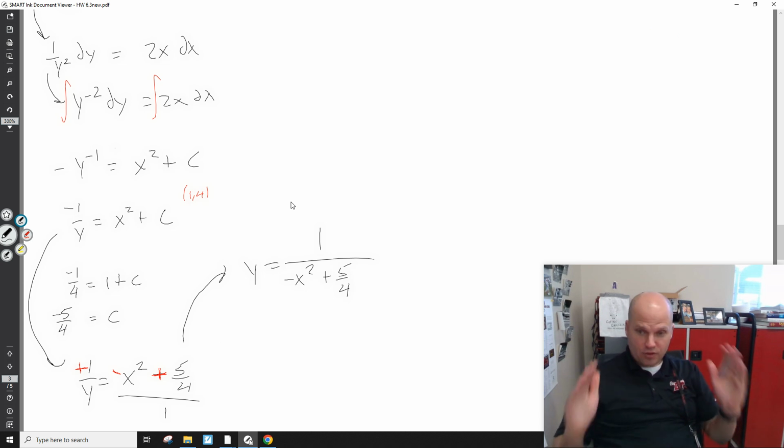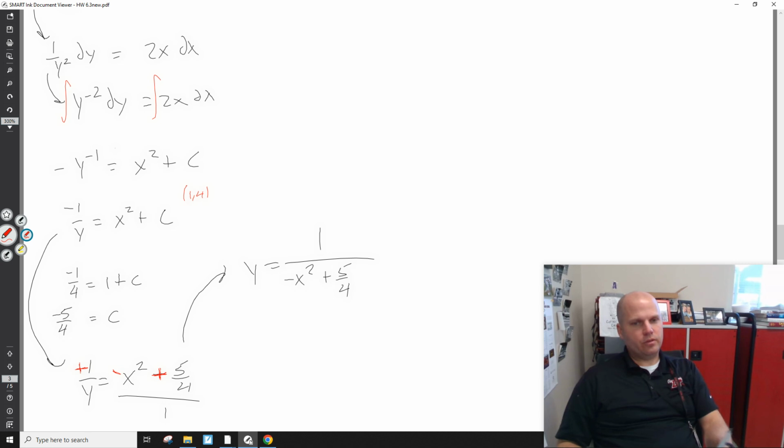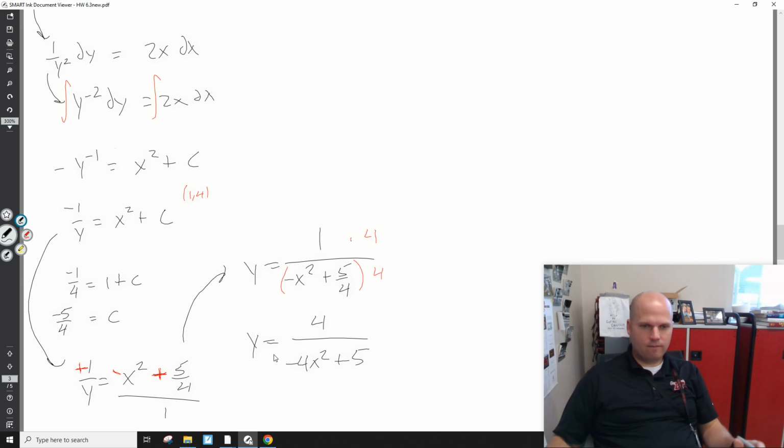However, if this showed up on a multiple choice question, the College Board does not like fractions in the denominator. Be prepared to multiply the top and bottom by 4 to get this version. You can't simplify the 4s. This is acceptable for free response. This is probably your answer that you'd have to find on multiple choice.